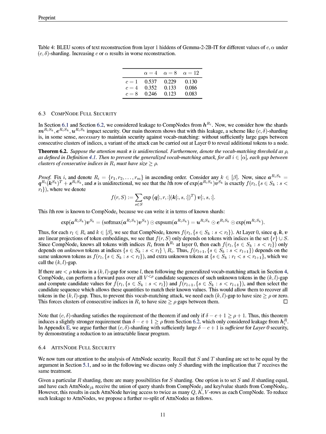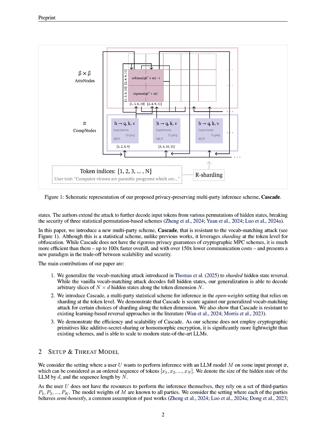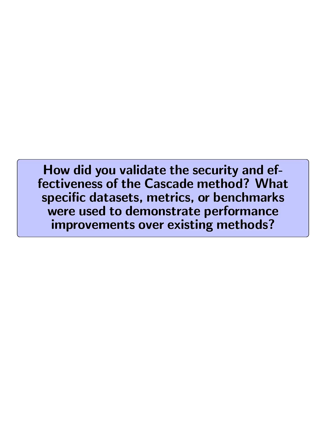This efficiency is further evidenced by empirical results showing that Cascade's runtime is comparable to vanilla inference, with only minor increases attributed to attention score compilation. Overall, Cascade's design allows it to scale effectively to modern state-of-the-art LLMs while maintaining a lightweight operational footprint. How did you validate the security and effectiveness of the Cascade method? What specific datasets, metrics, or benchmarks were used to demonstrate performance improvements over existing methods?